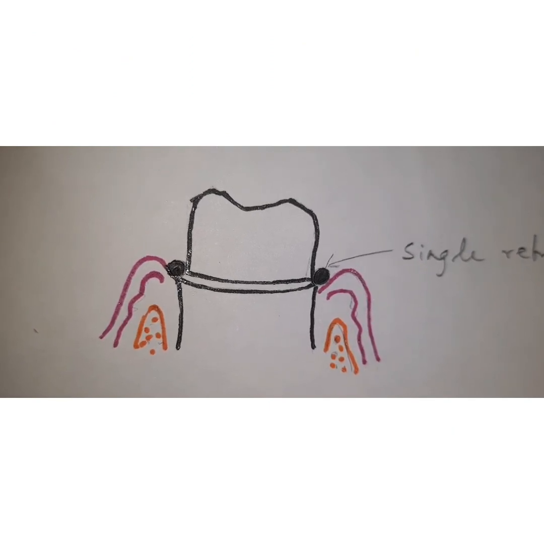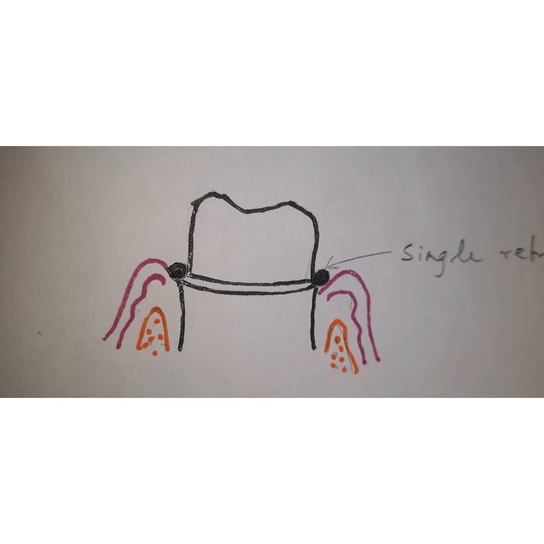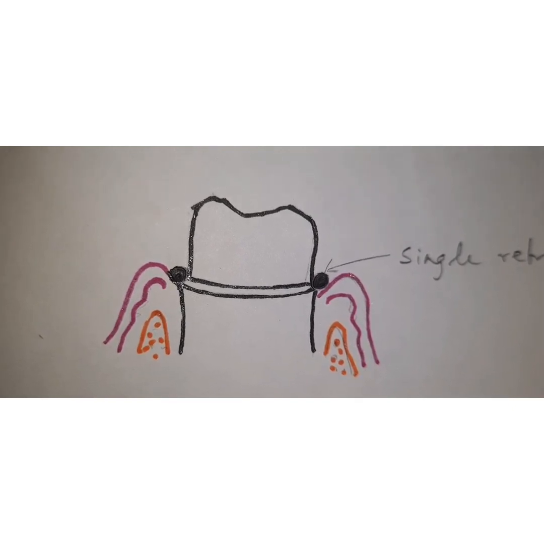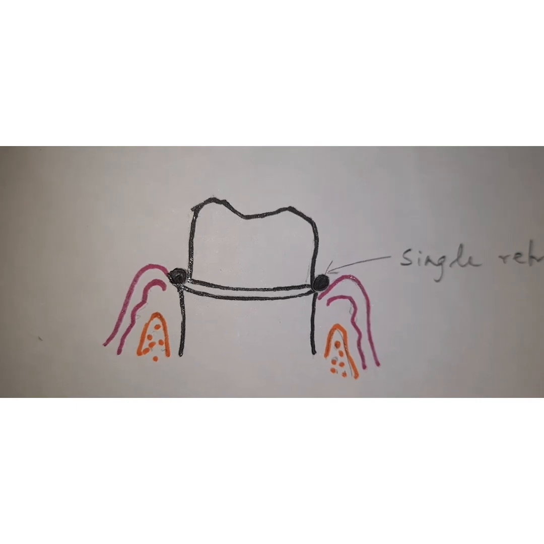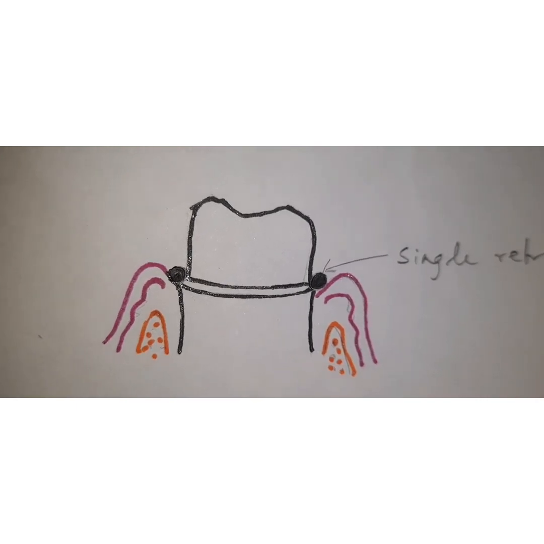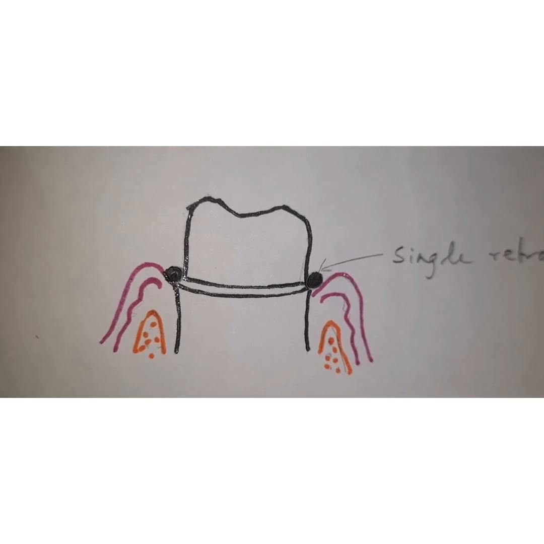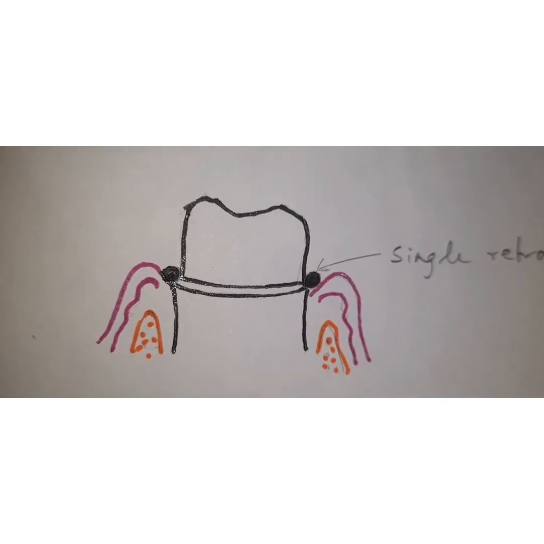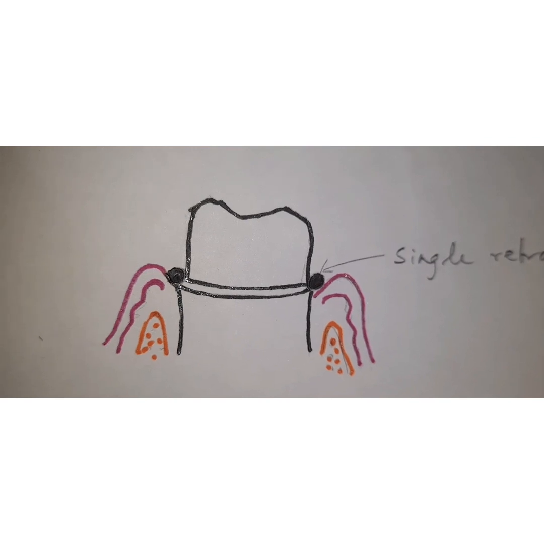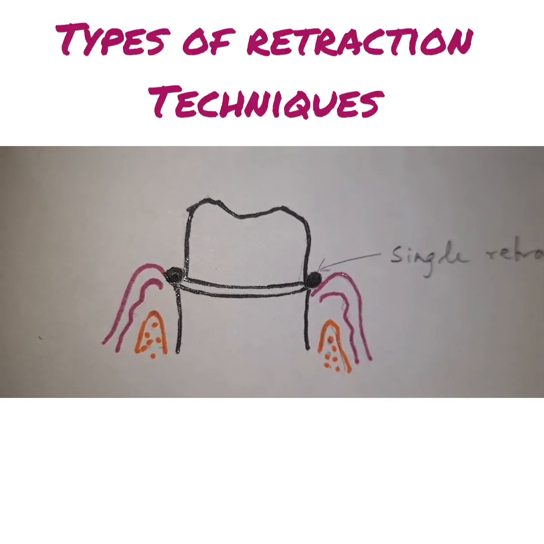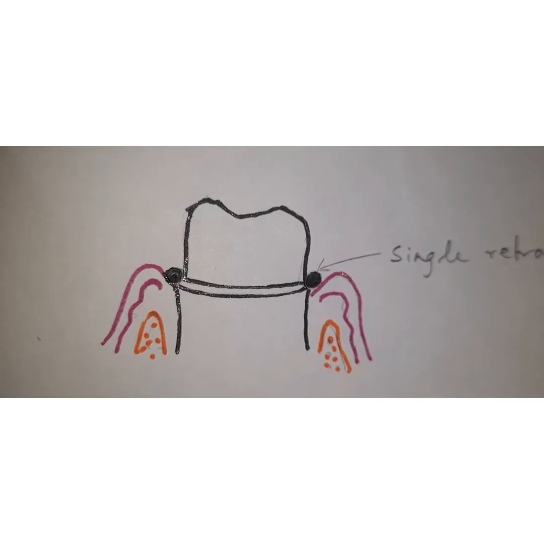Now, there are a number of techniques which are used for gingival retraction, and in all these techniques, a retraction cord is impregnated with a chemical medicament. It also depends on the operator's choice and the type of clinical situation in deciding which type of technique will be used in a particular case. So let us see what are the types of gingival retraction techniques. First is the single cord technique.